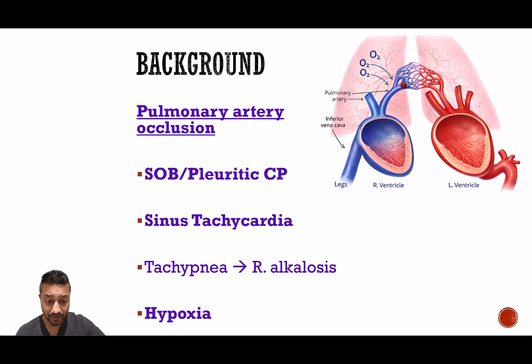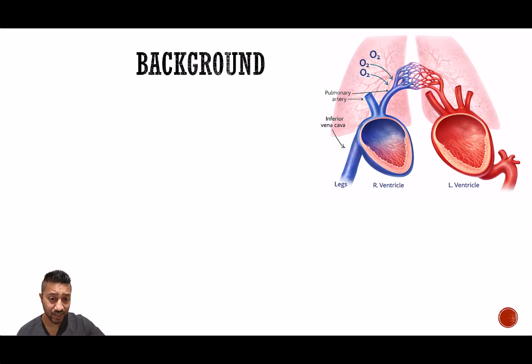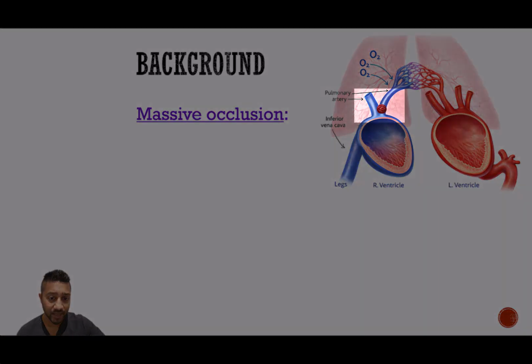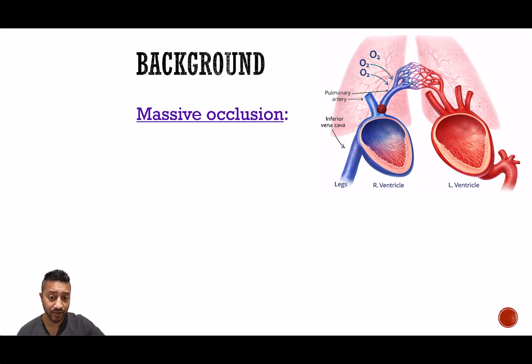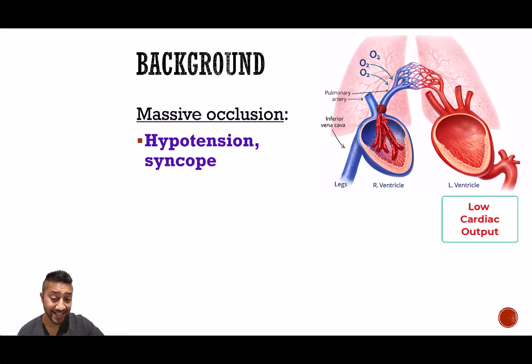You'll notice that as these clots get more and more massive, like a saddle embolism, then your patient will become very unstable. Remember that the right ventricle is in a circuit with the pulmonary vessels, and then the left ventricle. If there's a big clot in the way, then blood can't leave the right ventricle nor fill up the left ventricle, leading to a massive decrease in cardiac output out of that left ventricle. And that in turn can lead to significant hypotension and syncope.